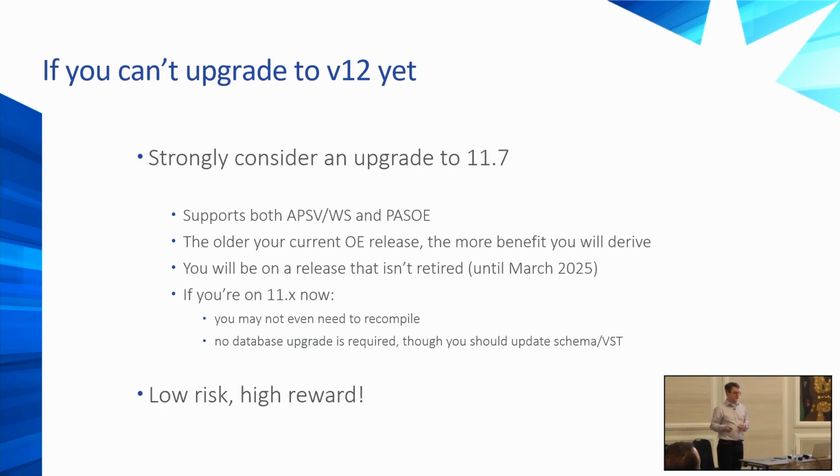So, having said all of that, you might still be in a situation where you say, okay, I have a really good reason why I can't upgrade to 12. Maybe you're on app server or web speed and you haven't migrated yet. You should strongly consider an upgrade to at least 11.7 for several reasons. You still have access to app server and web speed plus PUG, so you can migrate that code at your leisure, make sure that it works, make sure you found all your memory leaks.